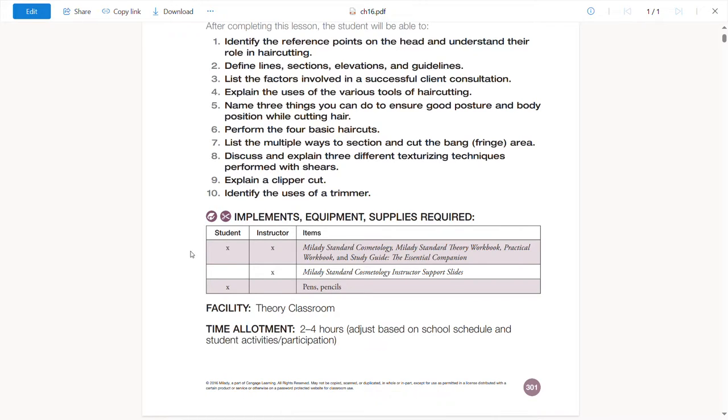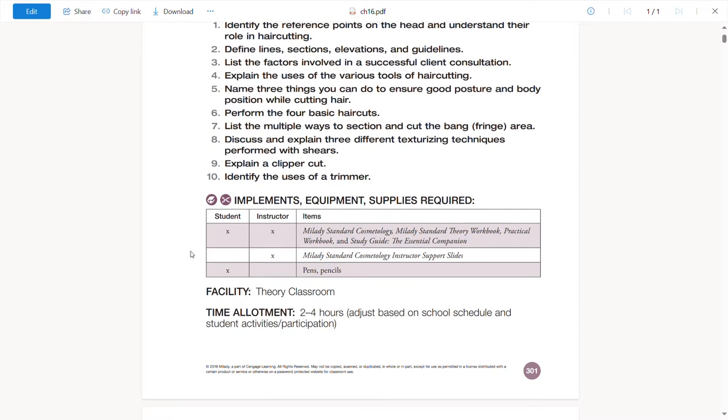Supplies required. So what will you need to teach? This will look different for your lecture versus for your demonstration. So for your lecture, it would say whatever teaching aids you're going to use, a poster board, a flip chart, a whiteboard, markers, however you decide to do that, just make sure you have it all listed. For your demonstration, you'll have your teaching aids, including all of your supplies that you're going to use for that portion of the exam. Your tools, your implements, your mannequin, your capes, all that.